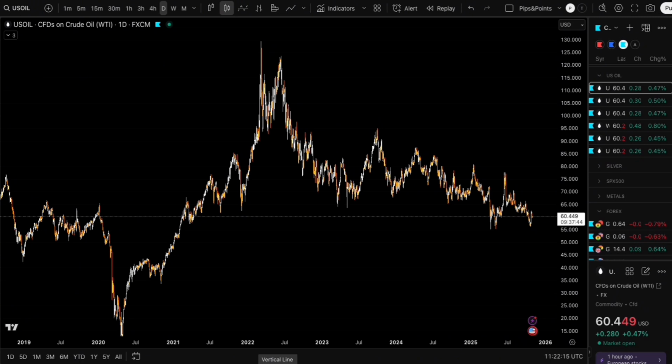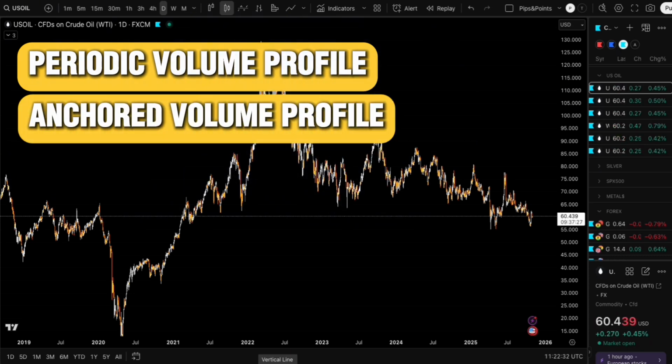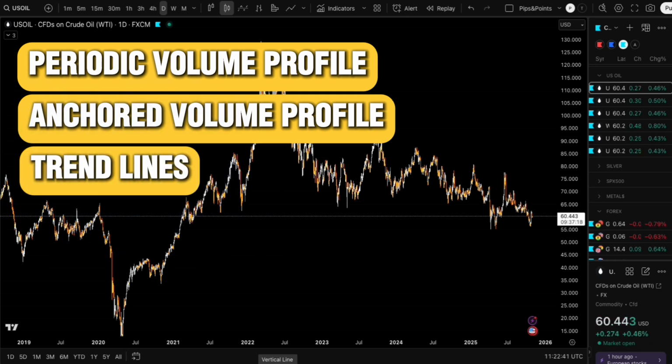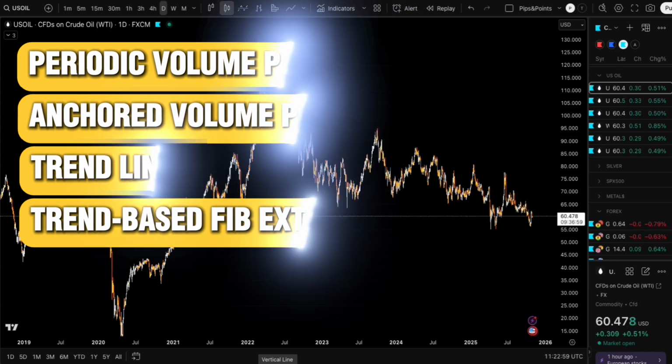Bottom line is we're going to be looking for the best opportunities we can get our hands on in the market, and the first thing we're going to do is bring on the tools we're going to be using to assist us with this process. The first tool I'll be using is the periodic volume profile. I may or may not come on with the anchored volume profile. I'll then also be using trend lines, and finally, if need be, I will bring on the trend-based Fibonacci levels to assist us with the best possible levels in regards to making moves in the market. So now that we've gotten that out of the way, let's begin the process.